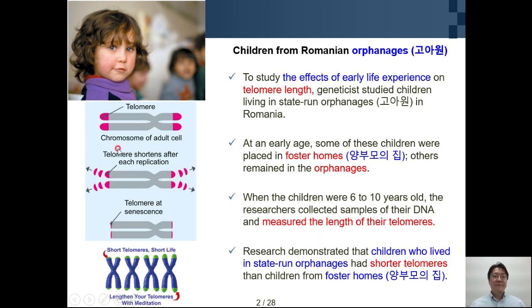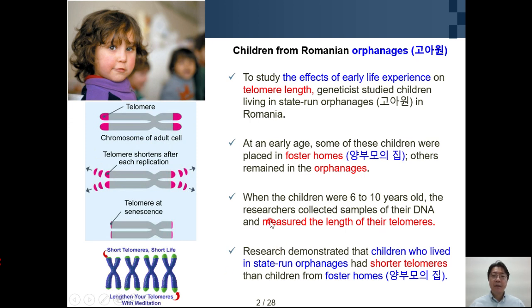So what is a telomere? A telomere is located at the tip of the chromosome. Usually the telomere shortens after each replication. After replication happens several times, this is the telomere at senescence, meaning the telomere on an old person's chromosome is very short, like this. Short telomeres mean a short life, and long telomeres mean a long life. Nowadays a lot of research and meditation aims to lengthen telomere length.